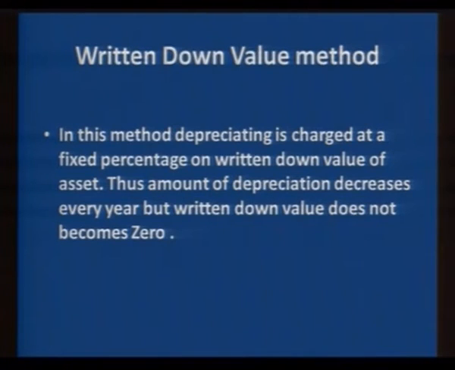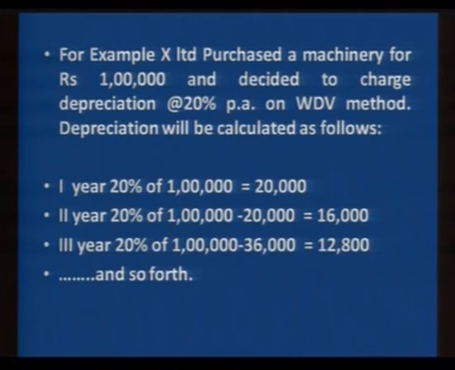For example, we purchase an asset for rupees 1 lakh and we charge 20% depreciation. In the first year we charge 20,000, that is 20% of 1 lakh. In the second year, 1 lakh minus 20,000, that is 80,000, is the opening balance of the asset, and we charge 20% on this amount. So, it comes out to 16,000. In the third year again 1 lakh minus the previous 2 depreciations, that is 20,000 plus 16,000, that is 36,000. It comes out 20% of 64,000, that is 12,800.